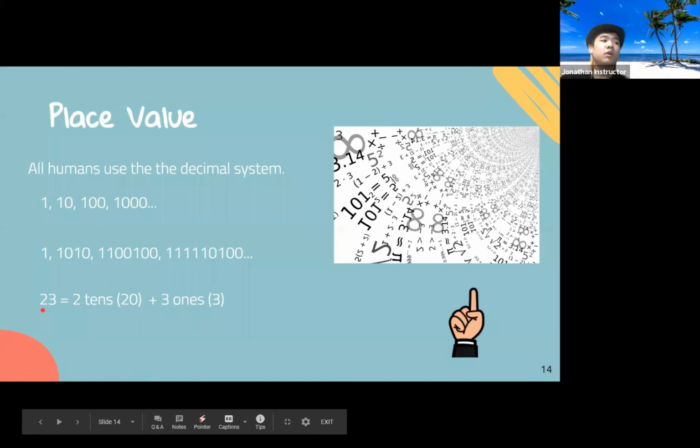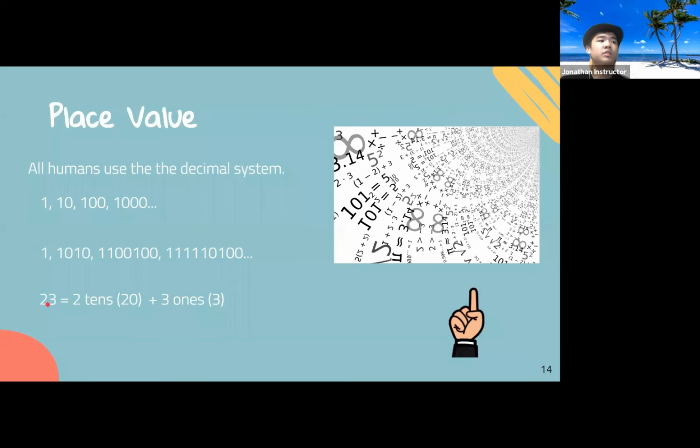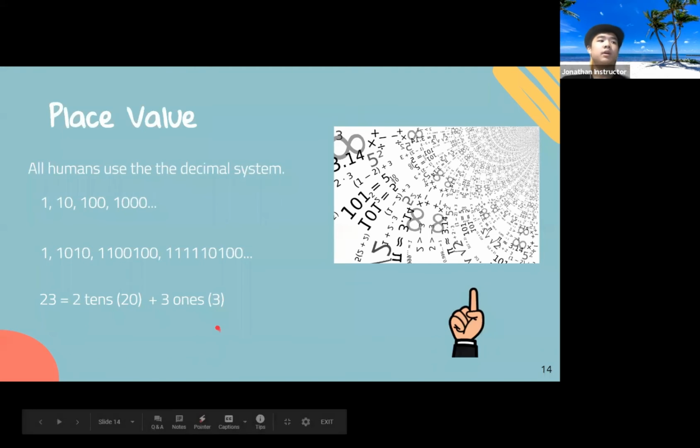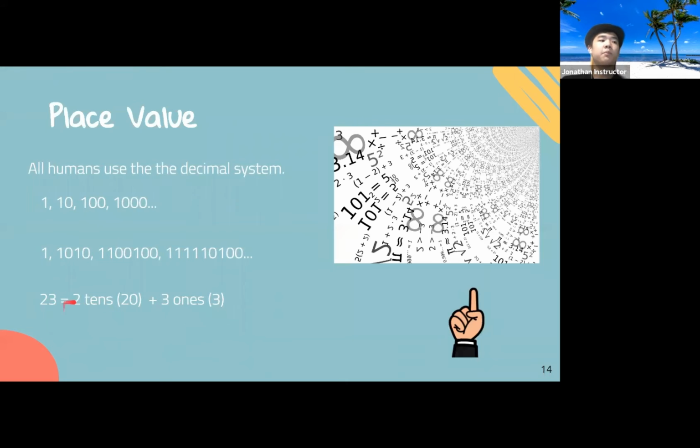So I have this number 23, right? What is the place value of the 2? Well, it's in the tens place. That means the place value of 2 is 10. And as for the 3, the place value of 3 is in the ones. And if you break it down, you can see that 2 tens is 20 and 3 ones is 3. Okay, let's try another one.